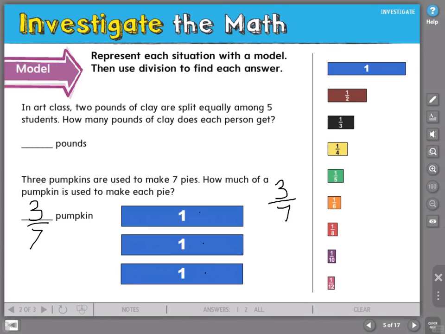You can see that on the model when I split it. When I cut each pumpkin into sevenths, each pie will get 3 of those sevenths.